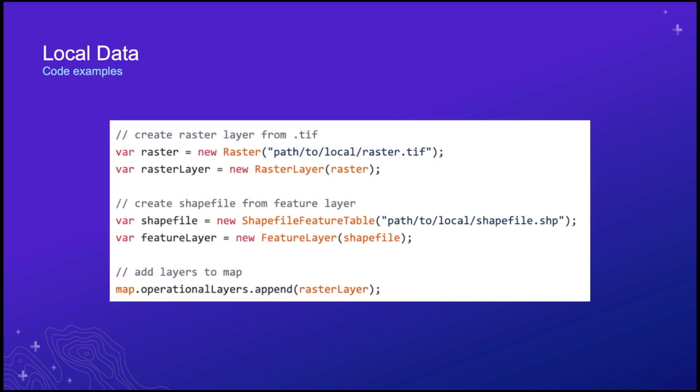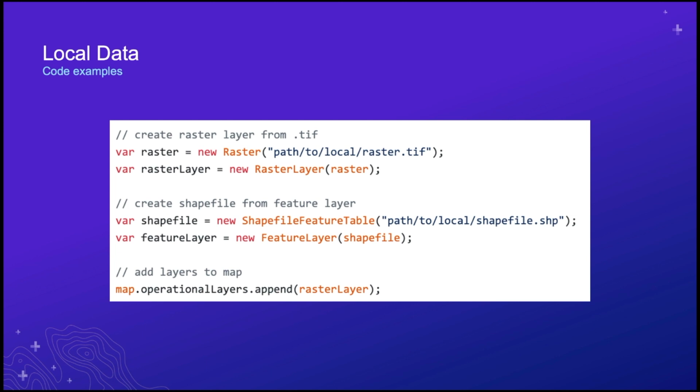Now, data can also be displayed as operational layers. So in this case, we'll add some data to our operational layer list. First, we'll create a new raster object by passing in the path to a local TIFF file. After that, we'll create a new raster layer by passing in the raster object. The layer is what will handle the display of the raster file.